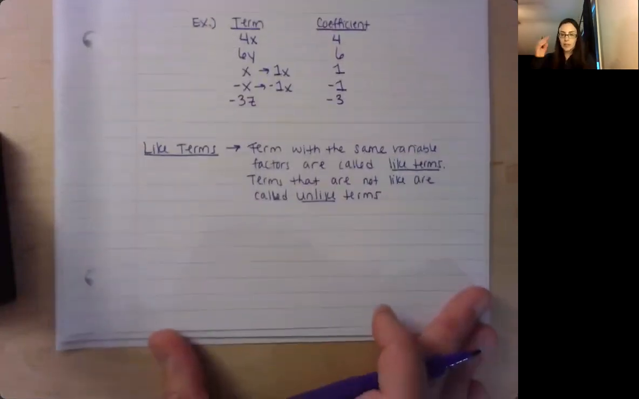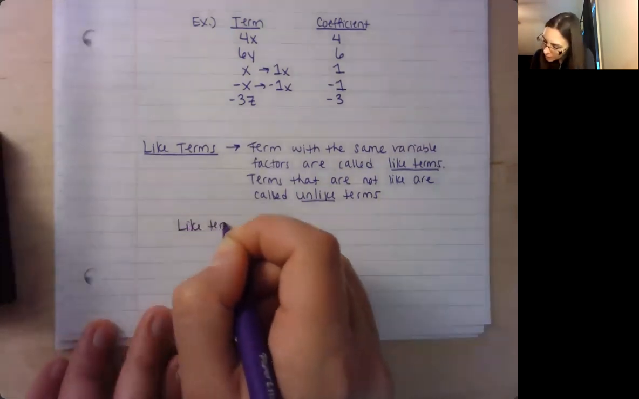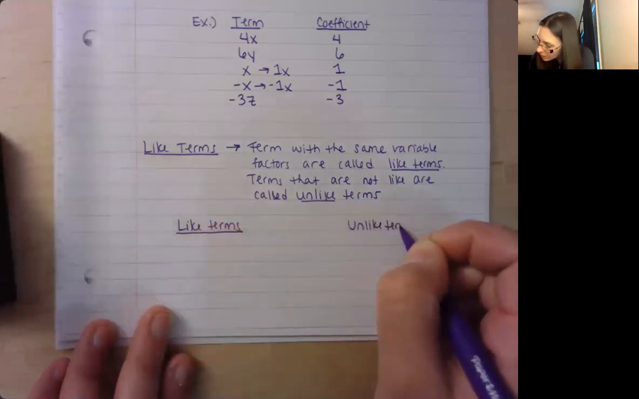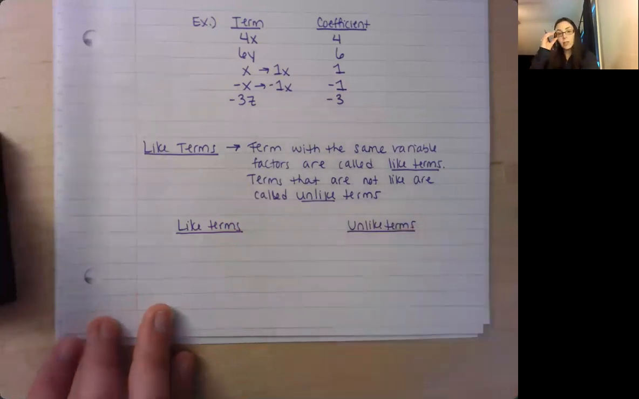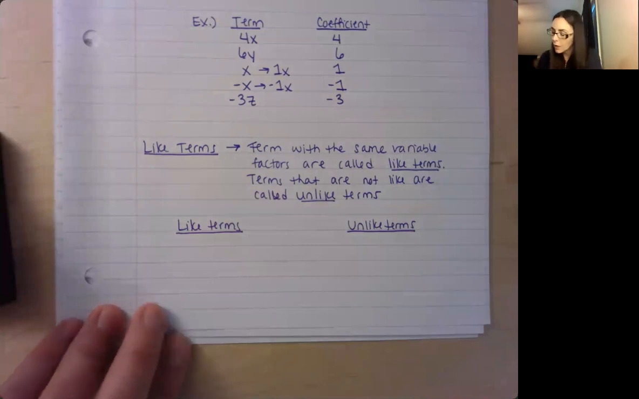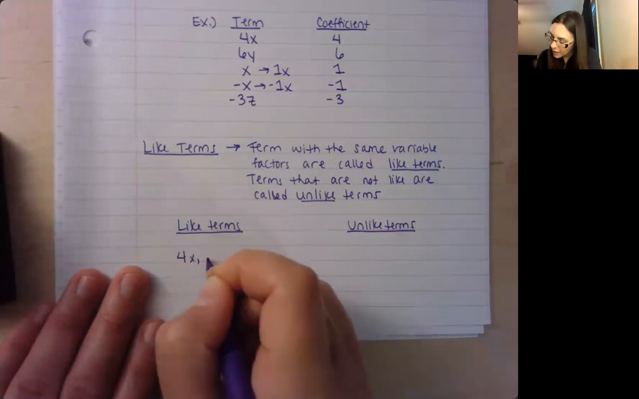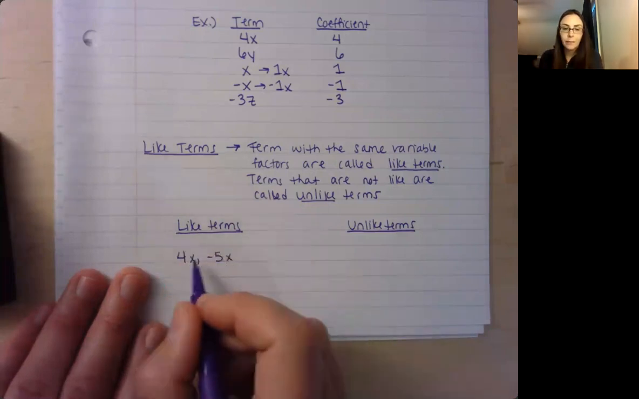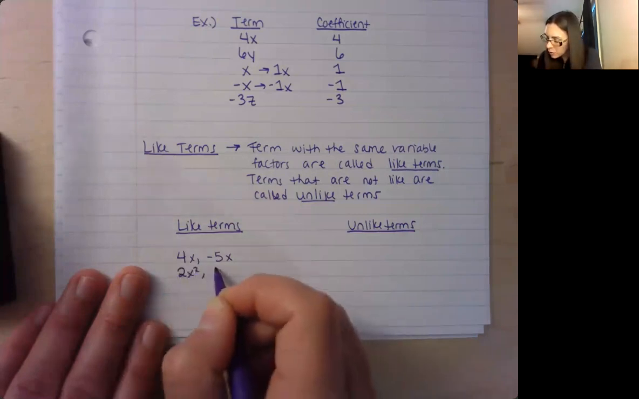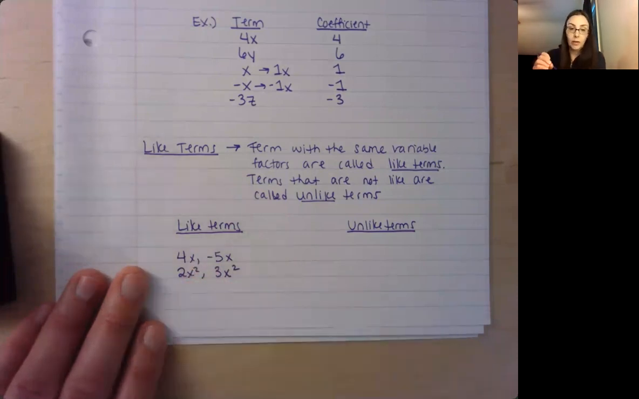So let's go through some examples here as well. I'm going to make it 2 columns, like terms and then unlike terms. Like terms have the exact same variable factors, so the exact same variable components. Things that would be like terms could be something like 4x and negative 5x, right? They have the same exact variable. Or 2x squared and 3x squared. Again, they have the same exact variable factors. They both have x squared.